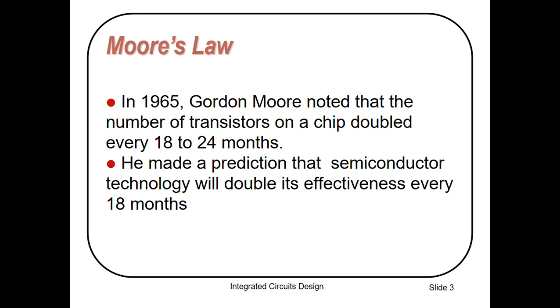Moore's law. In 1965, Gordon Moore noted that the number of transistors on a chip doubled every 18 to 24 months. So he made a prediction that semiconductor technology will double its effectiveness every 18 months. Gordon Moore was the founder of Intel, and his law basically drove the semiconductor industry for the last 50 or 60 years. So far, this law was successful, but maybe in the future, the semiconductor industry may not follow this law. So we are going to discuss in detail how it will happen.